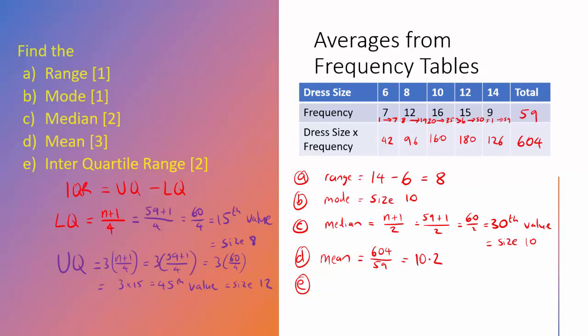So now we can use this formula here. Interquartile range is upper quartile take away lower quartile. So IQR equals UQ take away LQ. We've worked out that the upper quartile is 12, the lower quartile is 8, giving me the interquartile range as 4. So that's how you find the interquartile range.